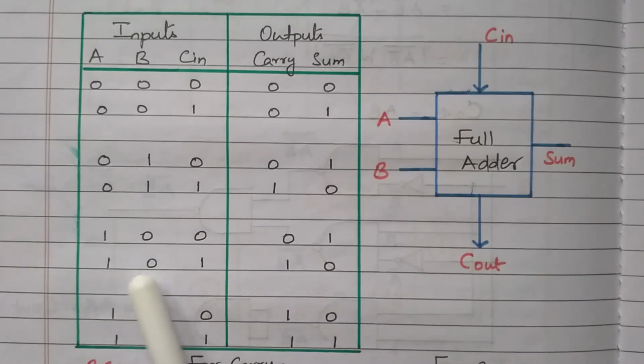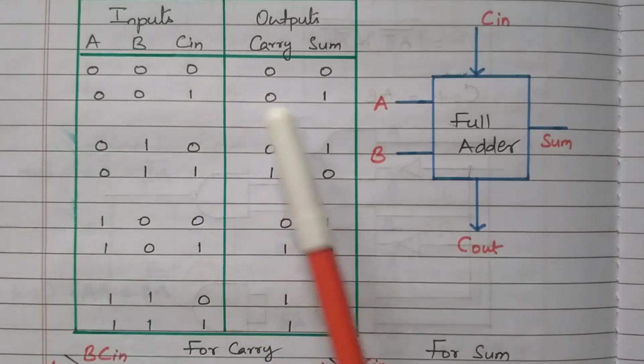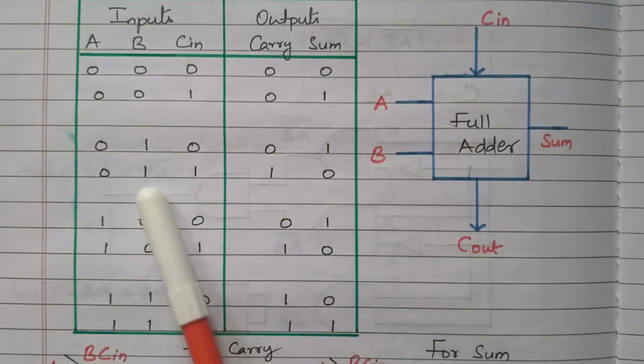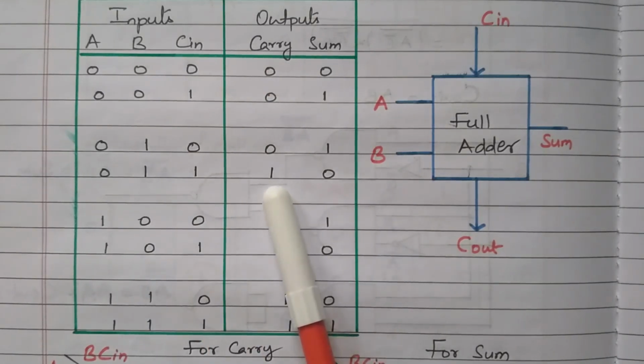Again here 1 0 1. So 1 plus 0 is 1, 1 plus 1, the sum is 0, carry will be 1. Similarly here also 1 1 0: 1 plus 1, the sum is 0, carry is 1. So if only one 1 is available, the carry is 0 and the sum is 1. If two ones are available, the sum is 0 and the carry is generated. That carry should be added with the next digit.